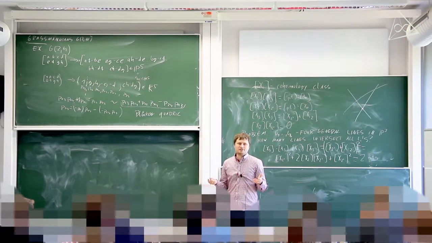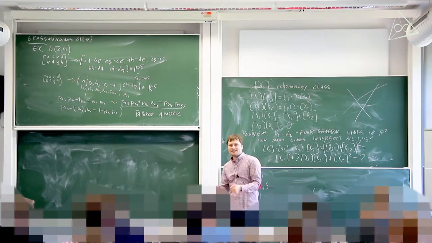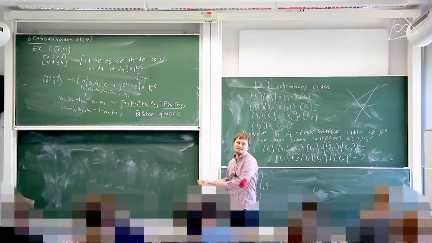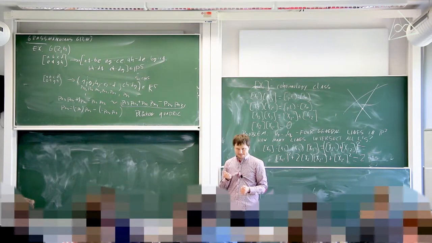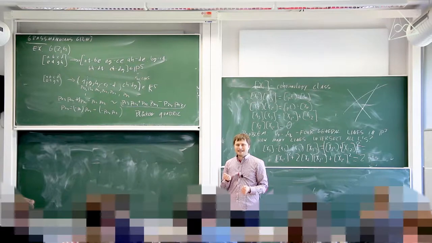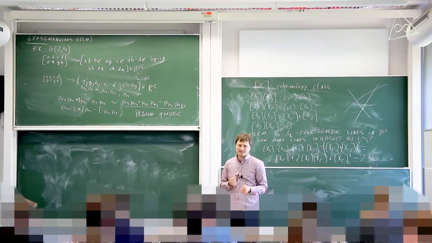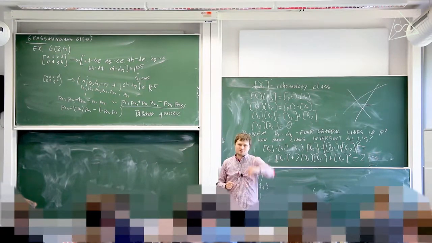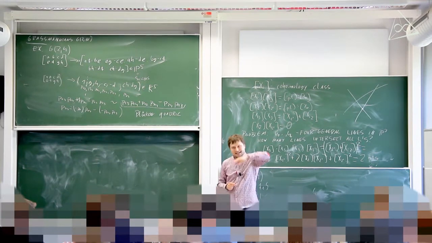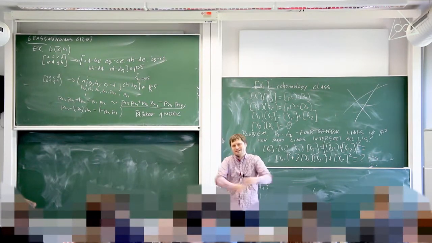Now, addition in this ring is trivial. You just write one class plus another class plus a third class plus a fourth class. You don't do anything on that. But the multiplication is something very nice. Namely, multiplication corresponds to intersection of the varieties, assuming that the representatives lie in a good position. So for example, if you intersect a class of a line in P2 with a class of a line in P2, you shouldn't get a line.